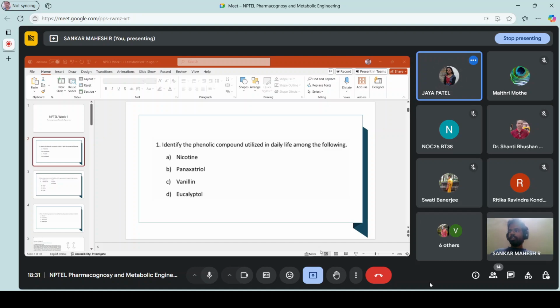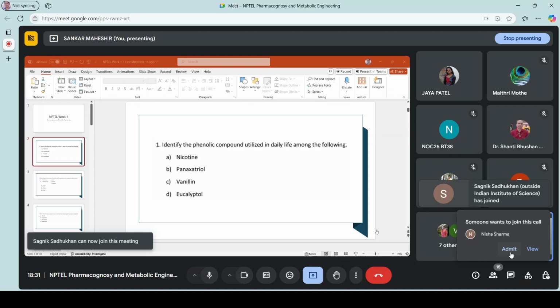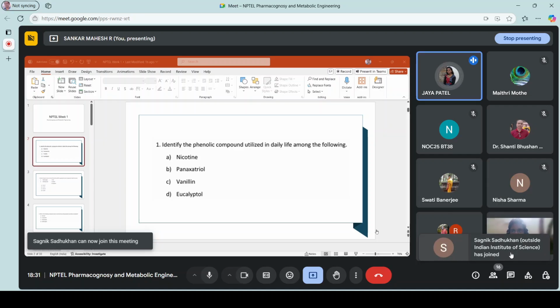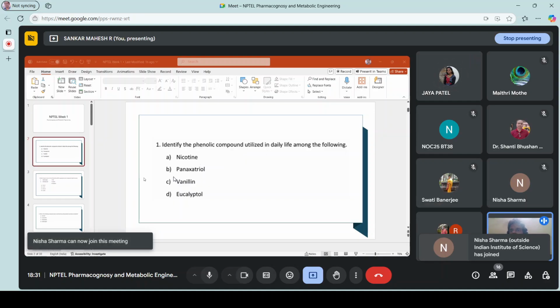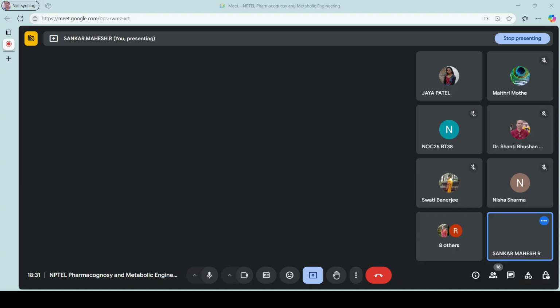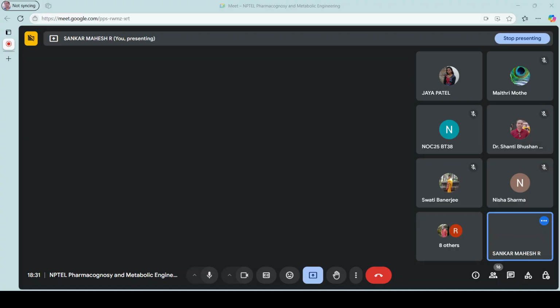What you mentioned is right. In this question, it's vanillin, and the only difference is that the other one doesn't have a phenol. Eucalyptol is also cyclic, there is a ring present, but it is not a phenol per se, and that's why we go with vanillin for this question. Good. We'll go to the next question.